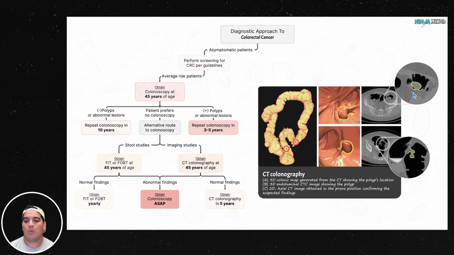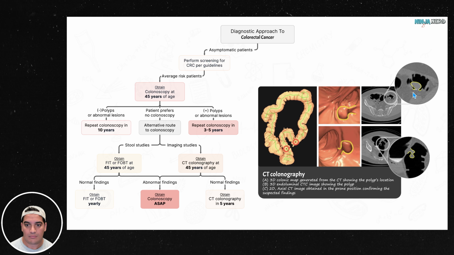All right. So this is the way I want you guys to think about it: the goal is a colonoscopy. 45 years of age is really the goal. If it's nothing on that colonoscopy, come back in 10. If there is something, 3 to 5, depending upon the degree of dysplasia and the amount of polyps. If you don't want to do that, you can do stool studies or you can do imaging studies. But if those come back abnormal, you got to get a colonoscopy. If they do come back fine, you can keep doing those according to their guidelines: yearly for the stool studies, every 5 years for the imaging.